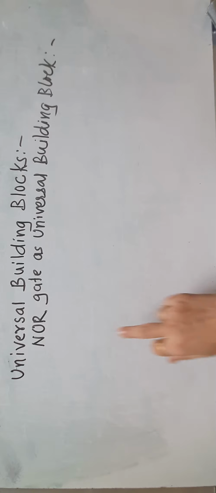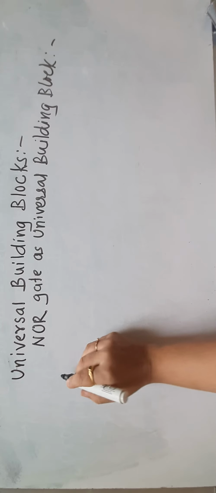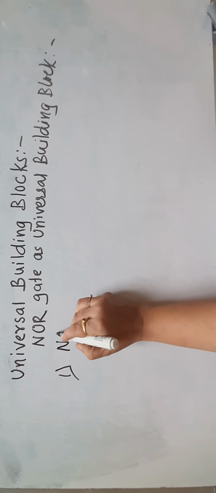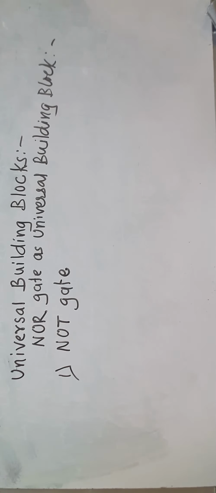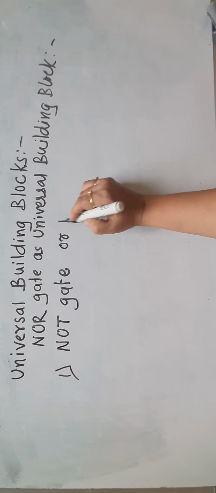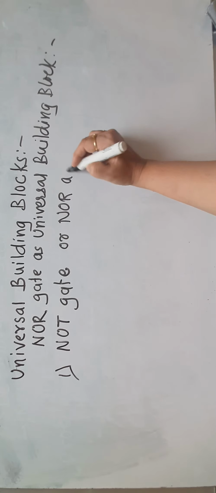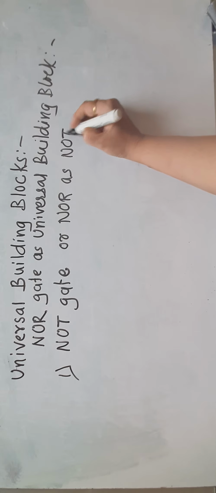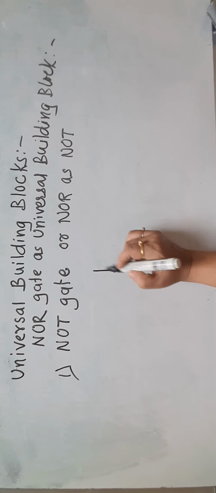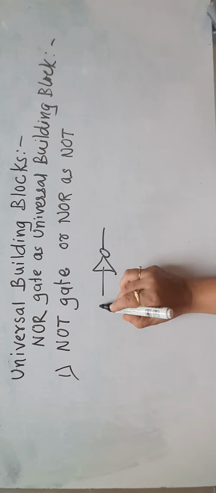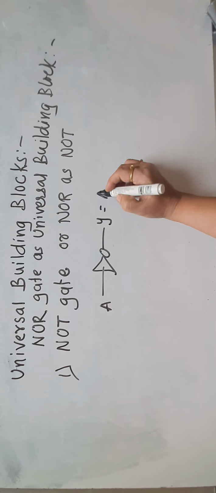So let's first see NOR gate as universal building block. We will construct three basic gates using NOR gate. The first basic gate is NOT gate, so NOR as NOT. We know NOT gate has only one input. If A is input, then output Y equals A bar.